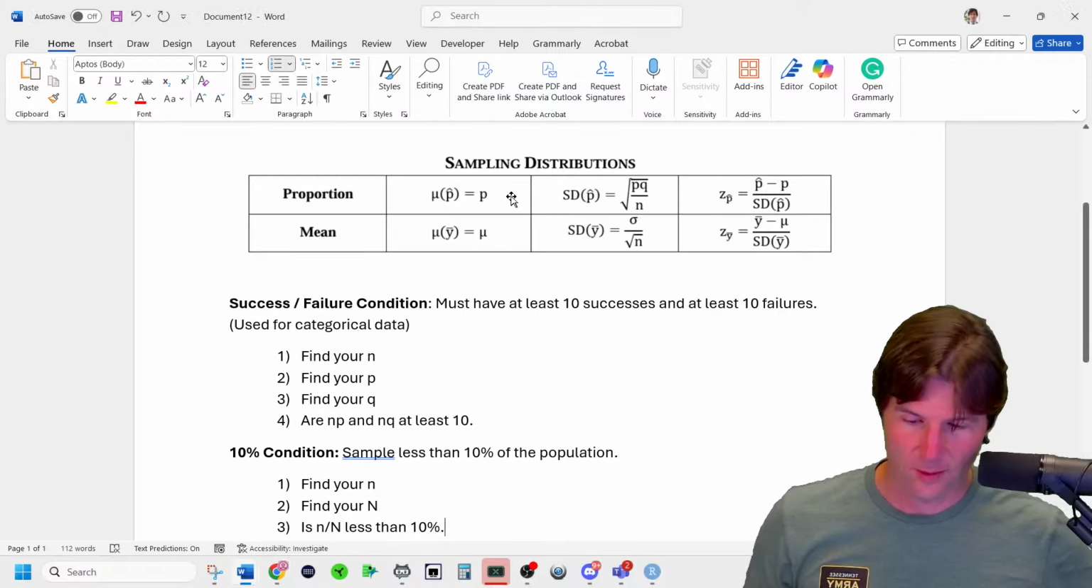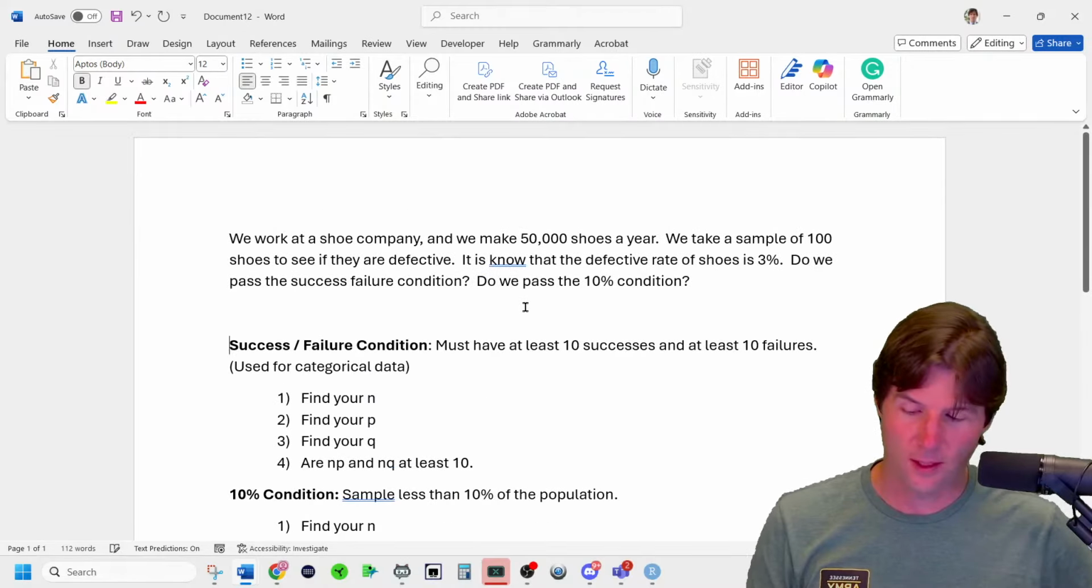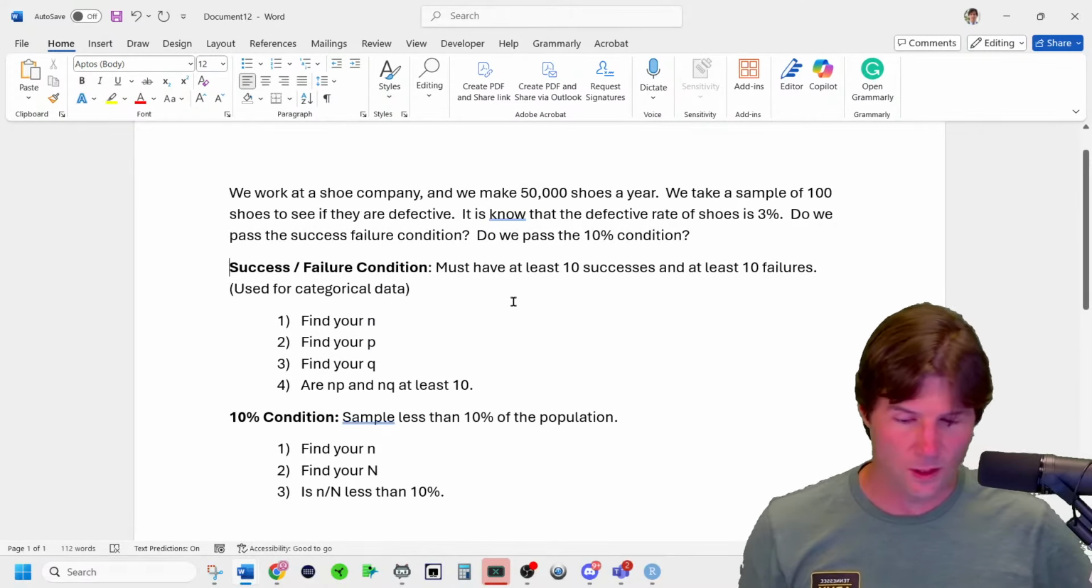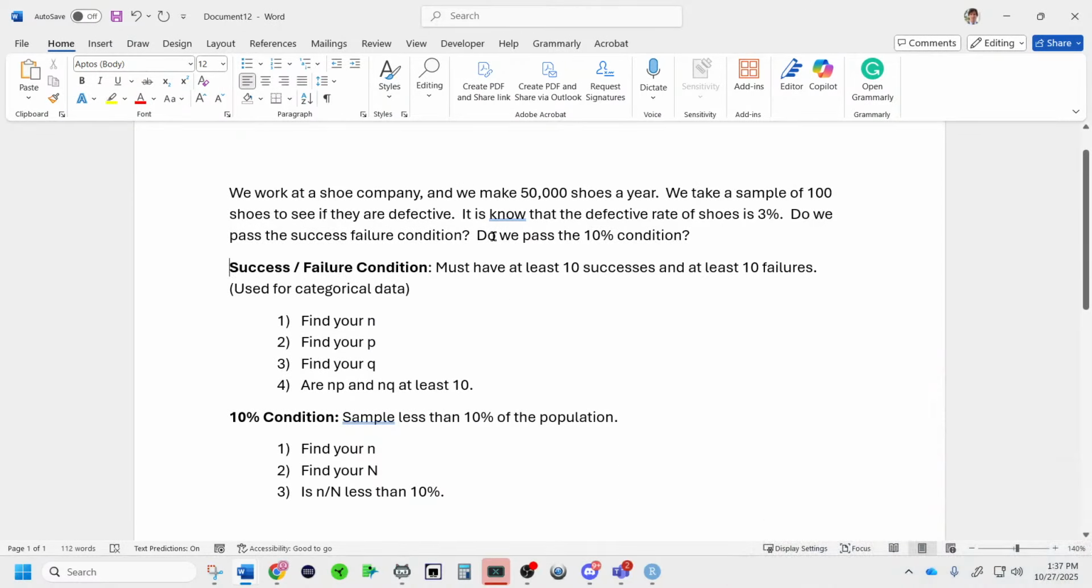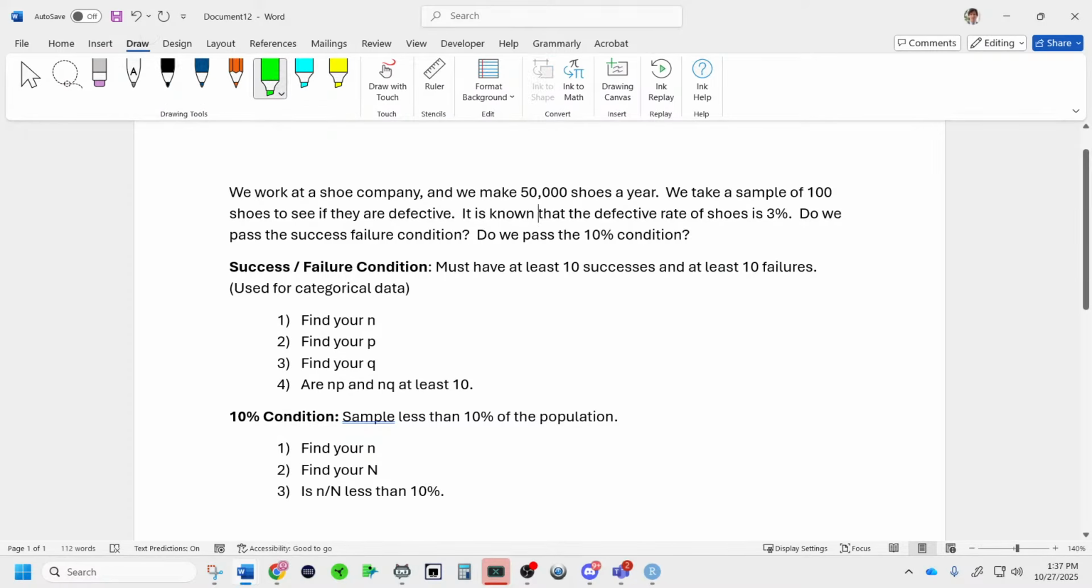Let's take a look at our problem. We actually don't need the equations for this; we'll bring them back in a little bit. But with this, you want to identify notation. It is known. So we'd identify n. Lowercase n is the sample size. Remember, capital N is population size. So that's how many are made a year.